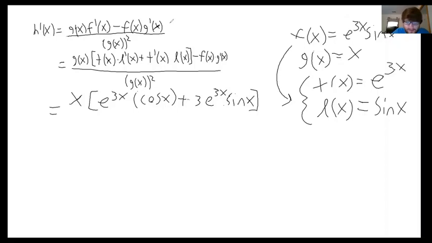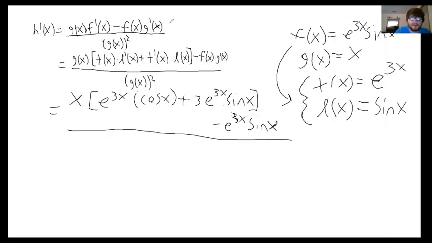Okay, this is getting a little cramped, but I'll continue writing down here. So we're subtracting f of x, which was e to the 3x times sine x. And that's times the derivative of g of x, which is just x. I'm just going to leave that off because it's just a 1. So multiplying by 1 is not going to change anything. And that's all over g of x squared, which is just x squared.